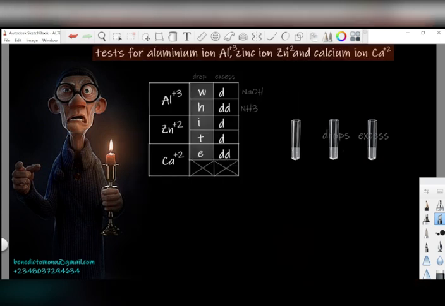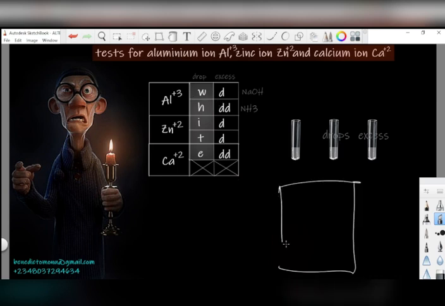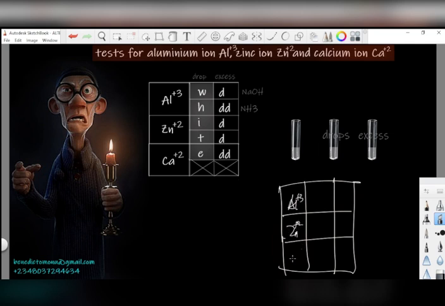And next up now is test for aluminum ion. These ones, I'm not going to go into the details because they're basically the same steps you have to carry out. I have summarized it in a box like this. We have aluminium, zinc and calcium. First of all, I had a box. I divided it into 3 columns and 3 rows. I wrote my aluminium ion, zinc ion, and calcium ion.